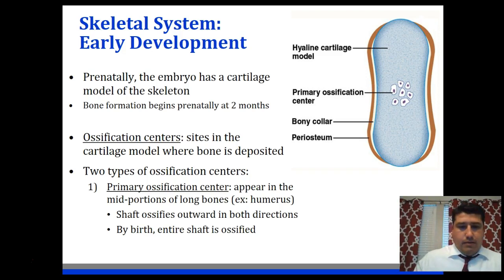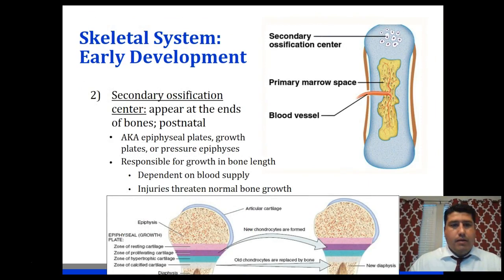So this is the primary ossification center, and then the secondary ossification centers occur at the end of the bone. The center of the bone forms first, and then the ends of the bone start to form later on. These secondary ossification centers are also called epiphyseal plates, growth plates, or pressure epiphyses. They're the locations that allow us to grow. That's why they're called the growth plates.